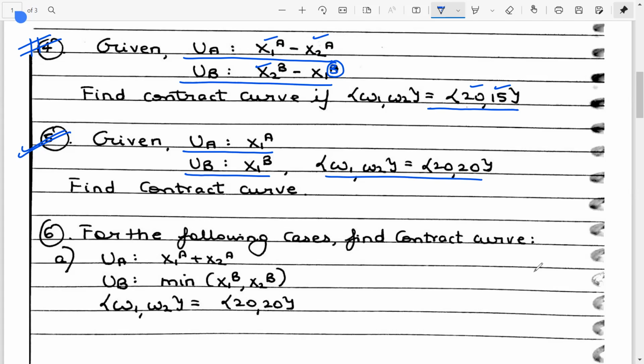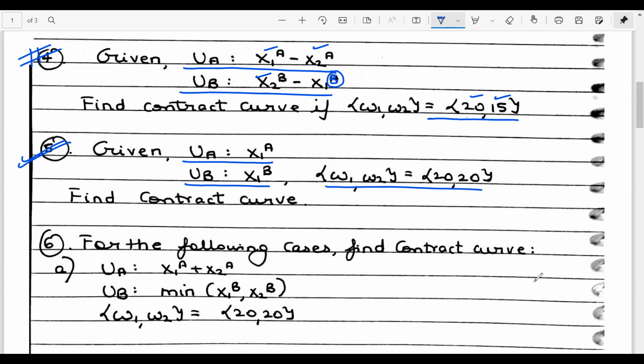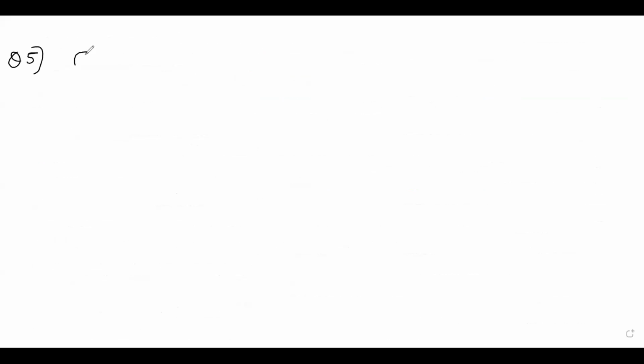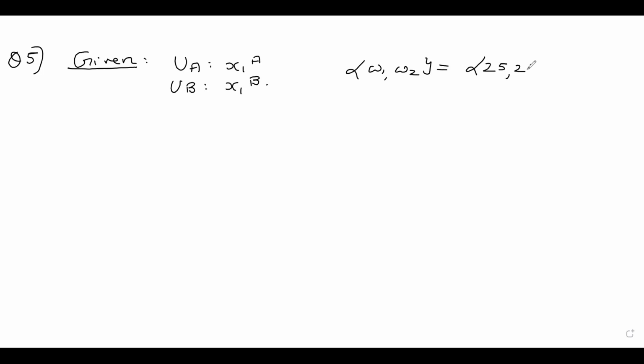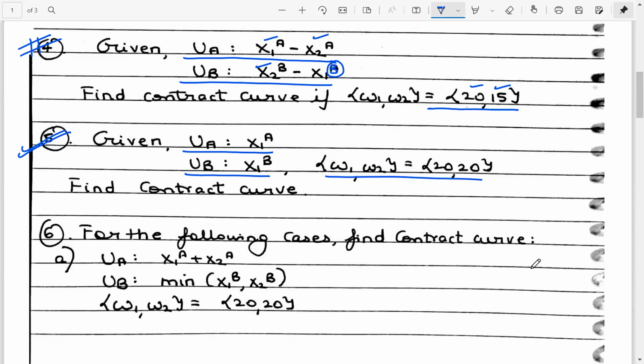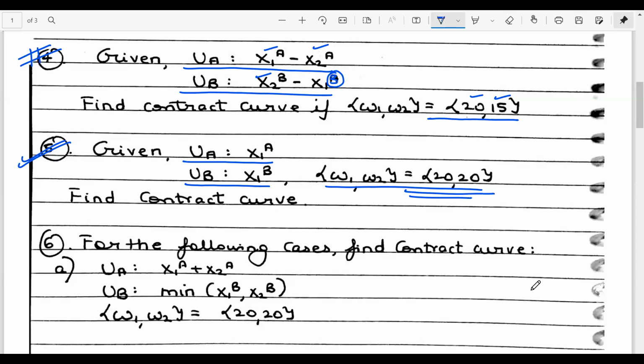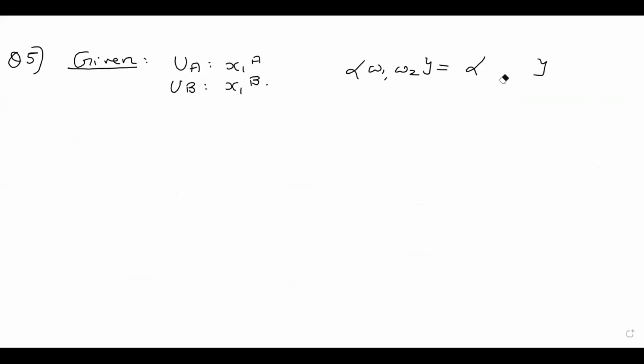This one is a very simple question. If I come to the whiteboard, let's solve question number 5. So what are we given? We are given that the utility of A is x1A, and the utility of B is x1B. And the endowments which we are given are 25 comma 25. Let's check the endowment once. Okay, it's 20 comma 20. So let me make this correction. The endowments are 20 comma 20.